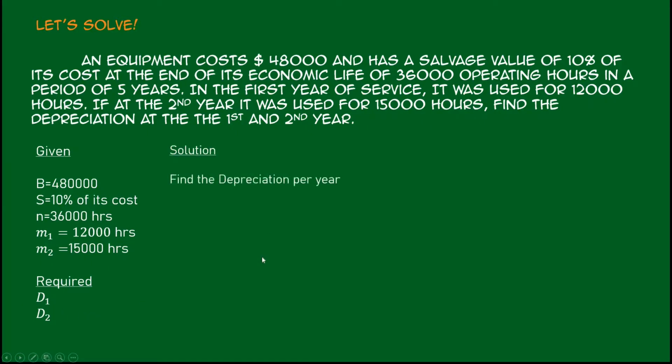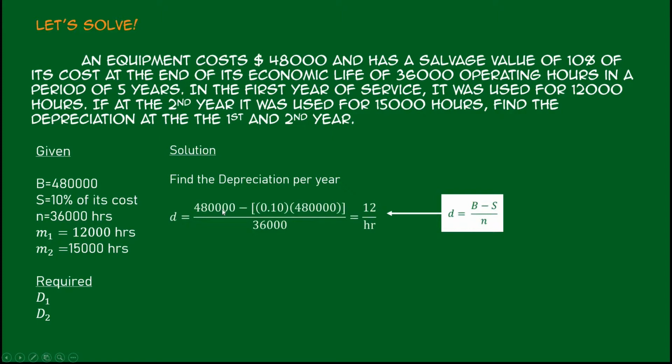So, solution: find the depreciation per hour first. Okay, use the formula, since we only have two formulas to use, this one. 480,000 minus, this is the first cost, minus the salvage value, which is 10% of 480,000, over the life of service, 36,000, is equal to 12 per hour. This is $12 per hour.